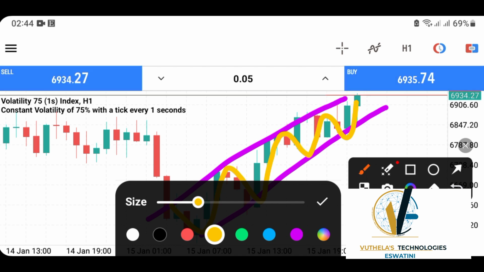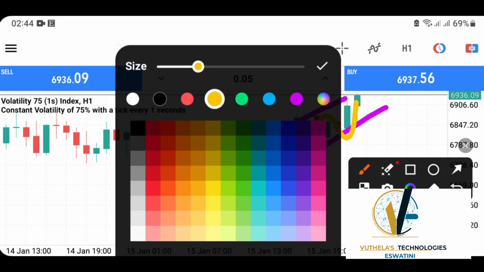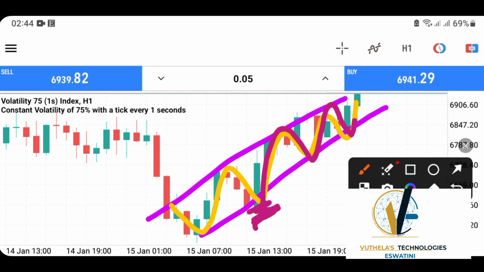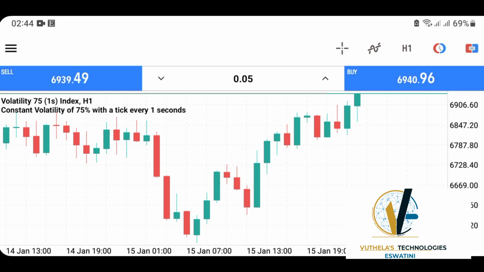Here you can seek for an entry. You can seek for an entry around here. You can enter here a buy, and then you can hold. Then the market will move in impulse and corrective, impulse and corrective, and you'll be making a lot of profits as long as you are able to identify the road of the market, which is the support and the resistance.